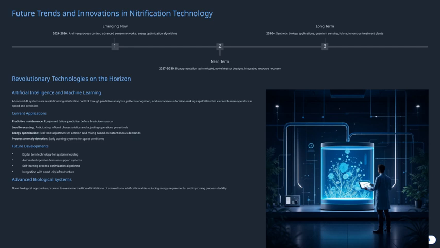Artificial intelligence and machine learning are already transforming nitrification control, predicting equipment failures before they happen, forecasting influent loads, optimizing energy use in real time, and detecting process anomalies early. Future developments like digital twin systems, automated decision support, and self-learning algorithms will further streamline operations and improve reliability. On the biological front, breakthrough approaches such as the anammox process, partial nitritation optimization, and bioelectrochemical systems are promising to overcome traditional limitations, reduce energy consumption, and stabilize processes.